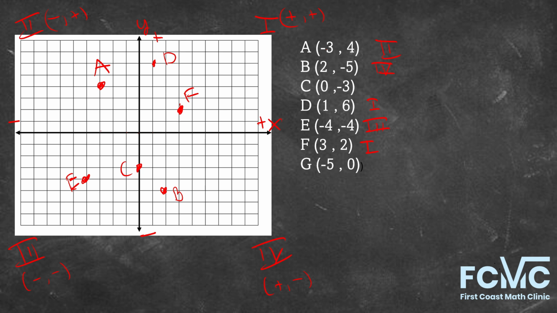And then point G is negative 5, 0, so we're going to move 5 units to the left. So that's our negative 5. But Y is 0, so we're not moving up or down at all. So that's our point G.